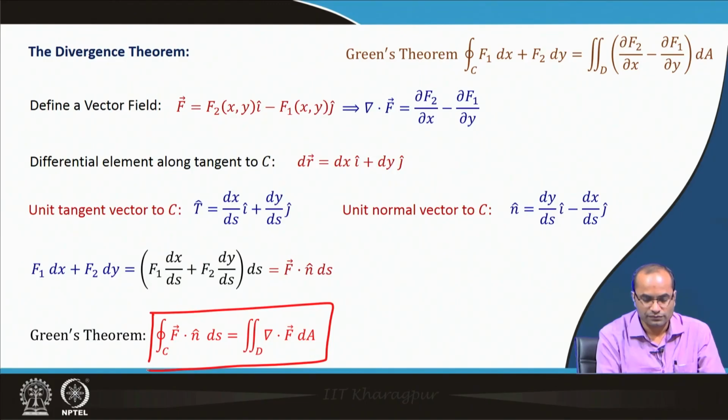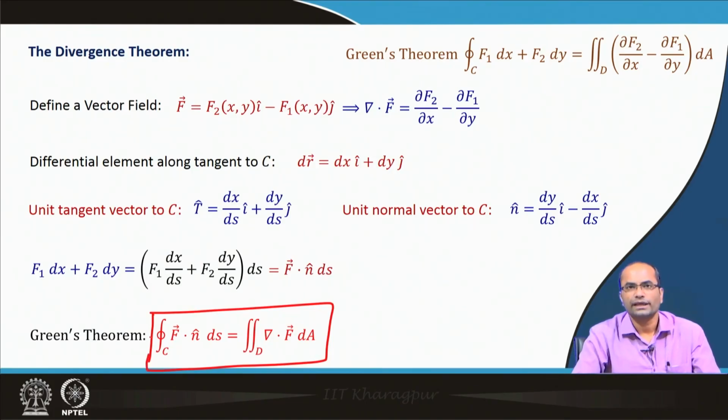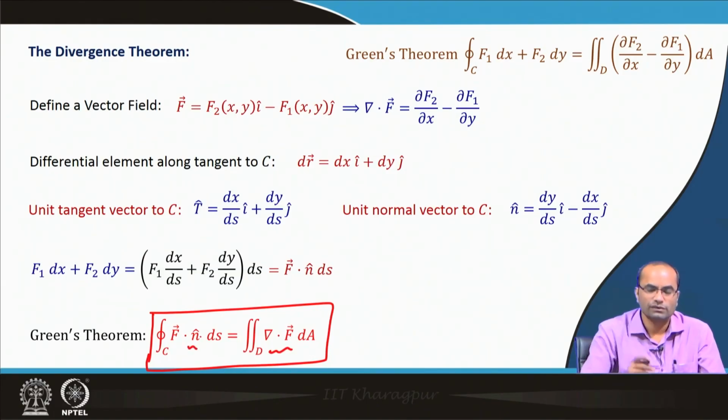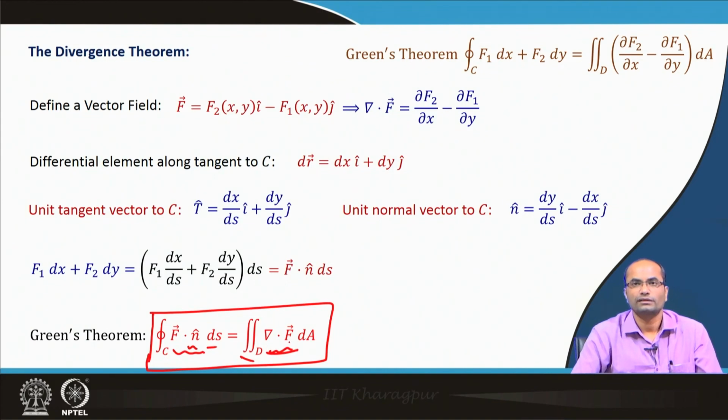So, now this result is Green's theorem again, but just a different way of writing it. Earlier we did it in terms of the curl, and now we have done this in terms of the divergence, and the normal vector has come into the picture. So, the curve integral of f dot n ds is equal to the area integral of the divergence of f over the region enclosed by C.